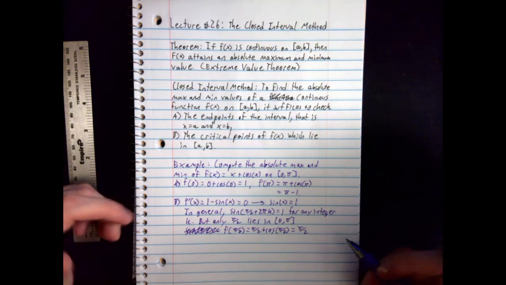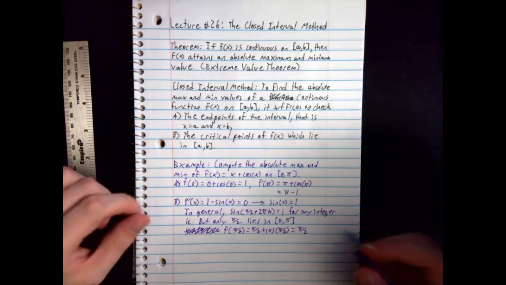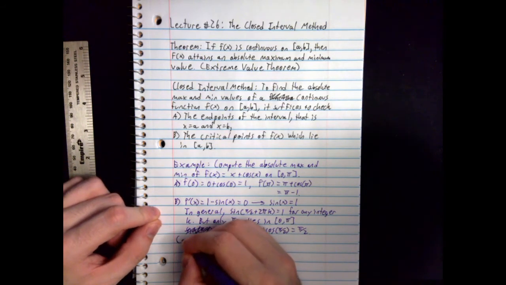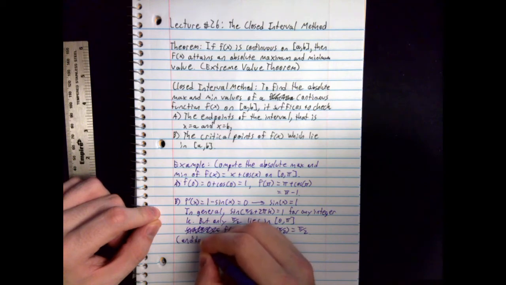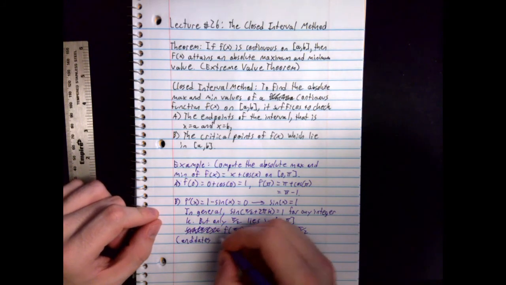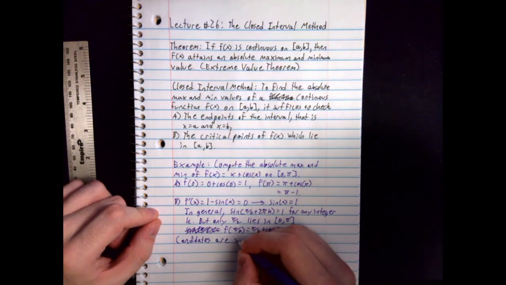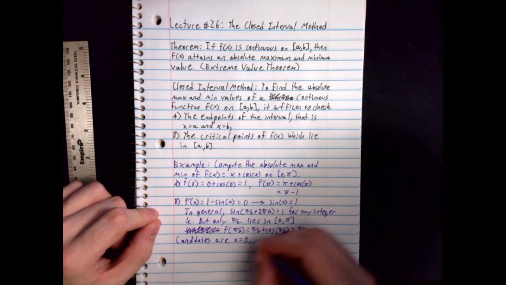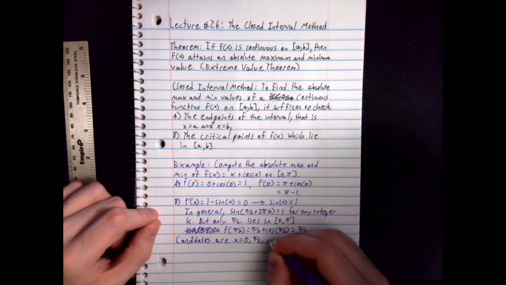And so we have 3 points that are our candidates. Candidates, it's election season, isn't it? So fitting. Candidates are x equals 0, pi over 2, and pi.